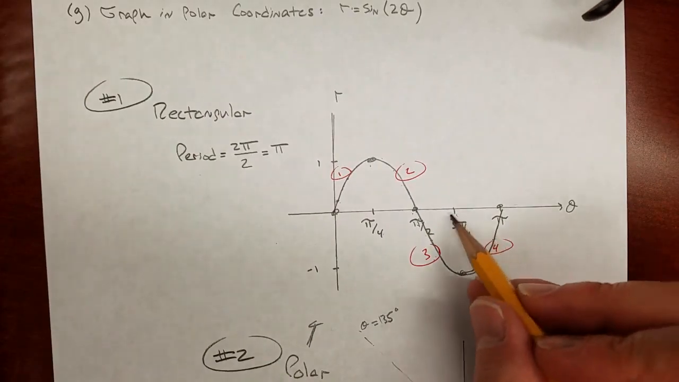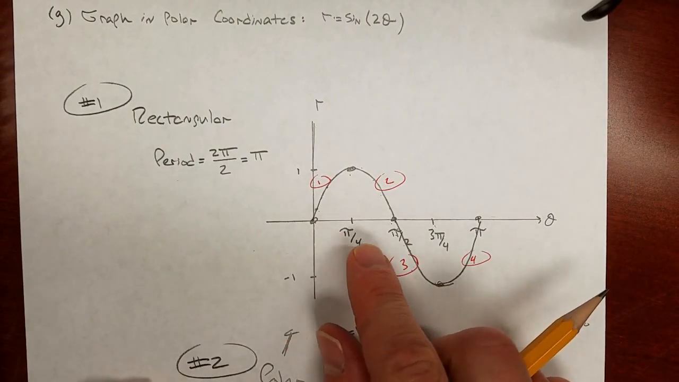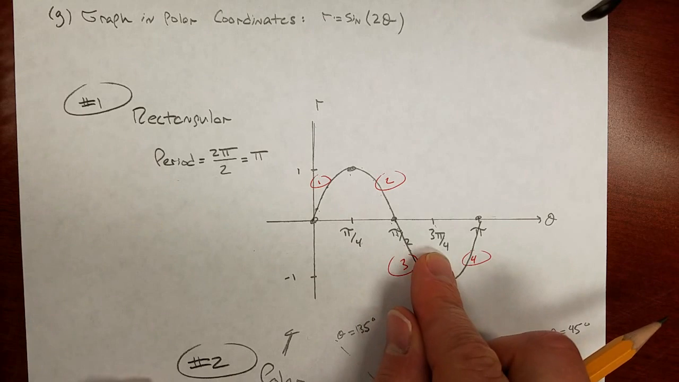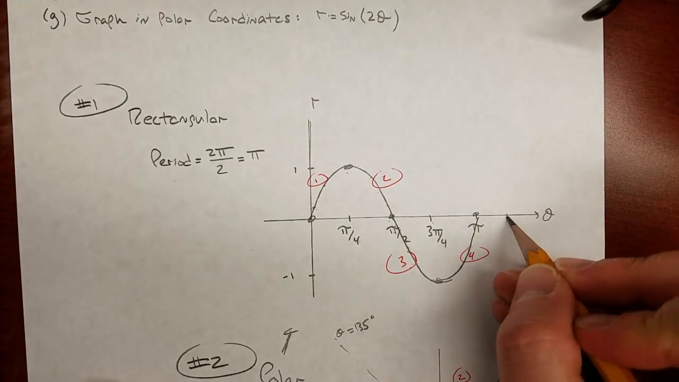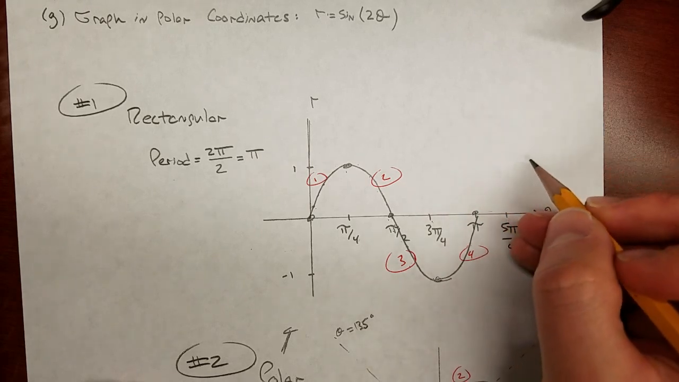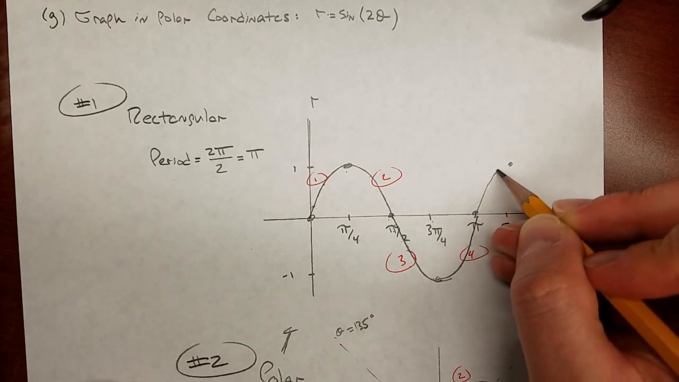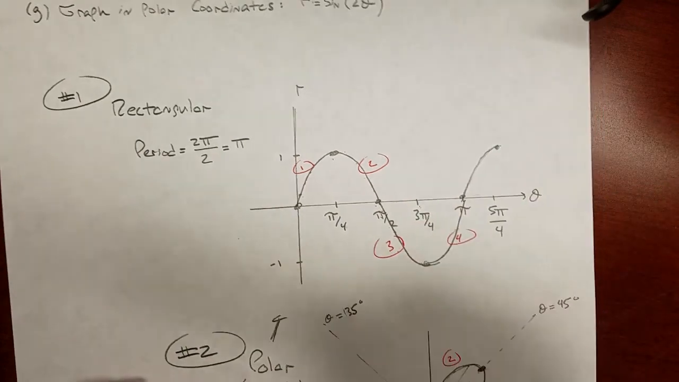So say I was going to find the next point over here. So what am I counting by? Pi over 4, 1 pi over 4, 2 pi over 4, 3 pi over 4, 4 pi over 4, 5 pi over 4, 6. Yeah, you can keep going. And of course, it's periodic, right? The whole idea is that it keeps going.